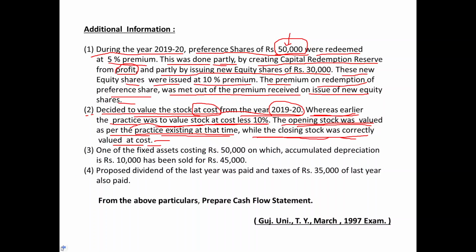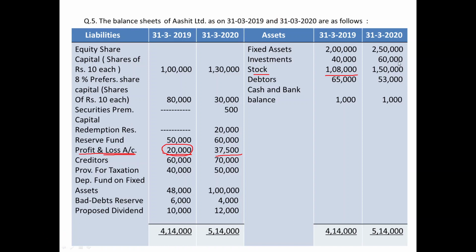So let us verify the balance of CRR if given in the balance sheet to verify this instruction. Have a look on the liability side. Yes, capital redemption reserve is there. No opening balance and closing balance 20,000. It means during the current year, company has created this CRR for rupees 20,000 in the context of redemption of RPS and the remaining 30,000 by issuing new equity shares.